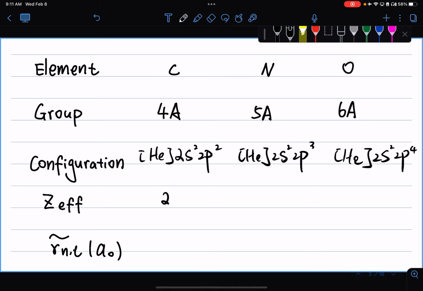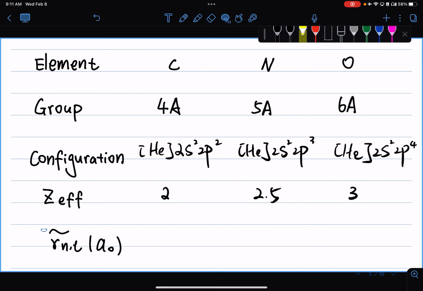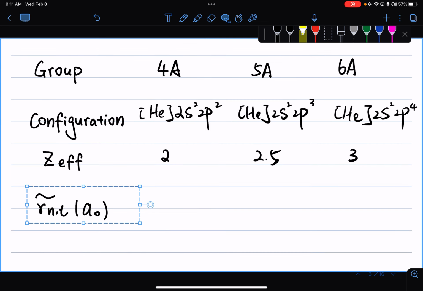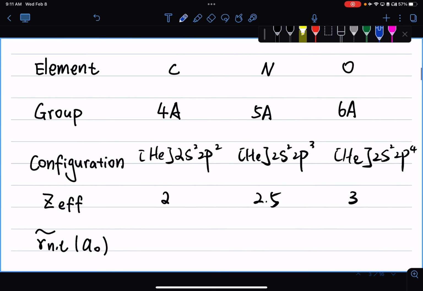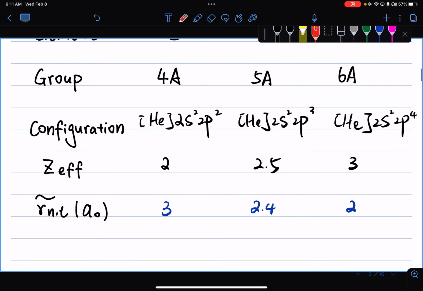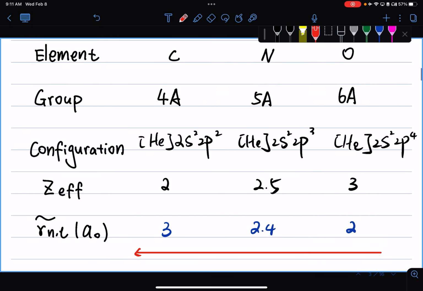So for carbon, you can calculate that to be 2, 2.5, and then 3. And likewise, you can calculate the average atomic radii here. That ends up to be 3, 2.4, and 2. So this trend is a decrease trend. My arrow is always going to be pointing to the larger number for this entire lecture, so don't get confused. If it's increasing, that's green. Decreasing, that's red.